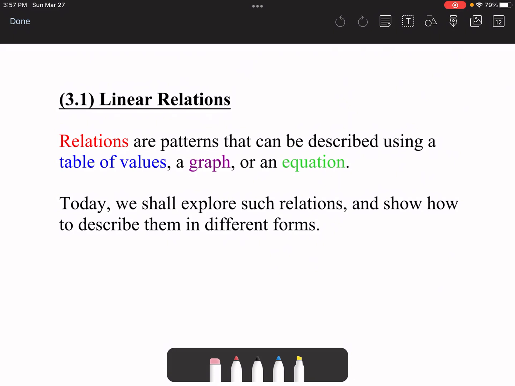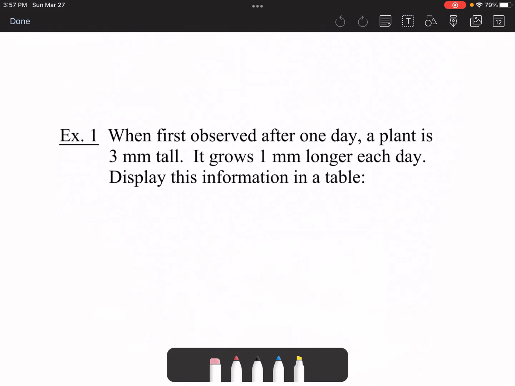Today we're going to start looking at relations that are listed as patterns that can be described in various different ways. One way is a table of values, another way is a graph, and another way is an equation. So we're going to explore what such relations are and show how to describe them using these various different forms that we've talked about right here. So let's jump right into it.